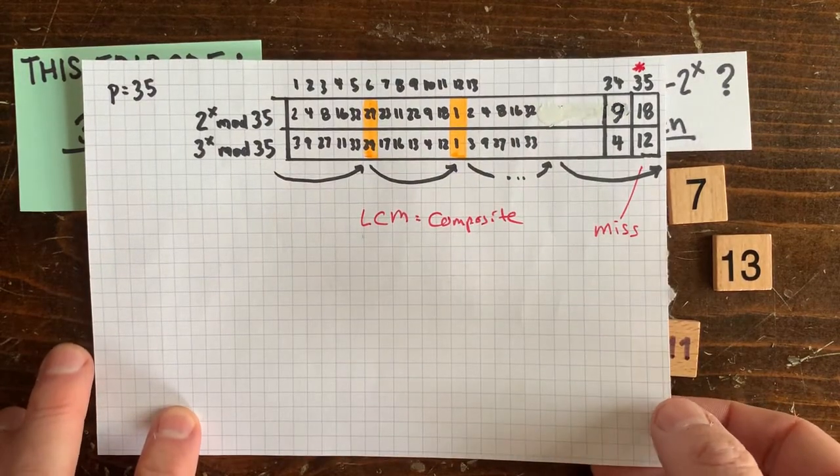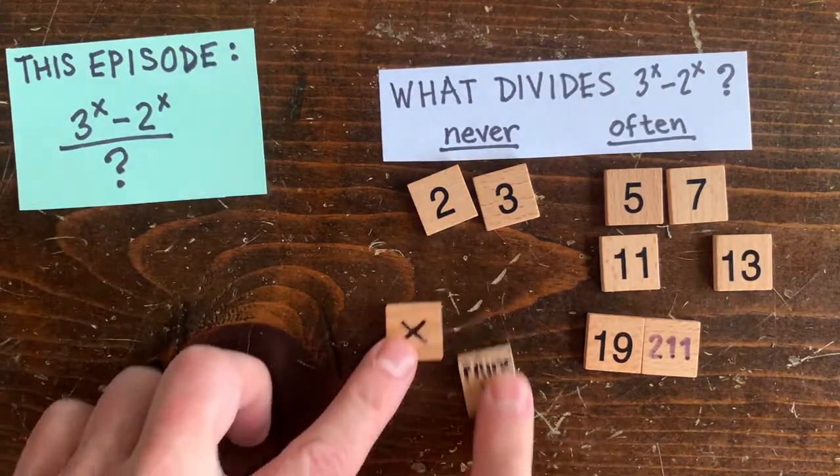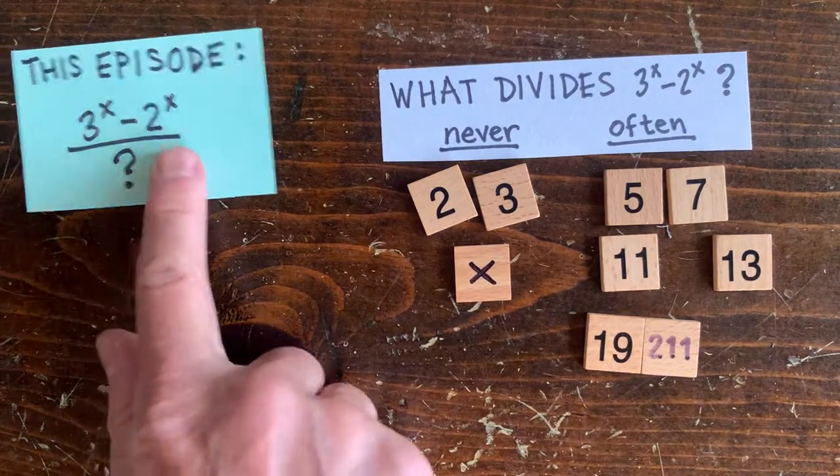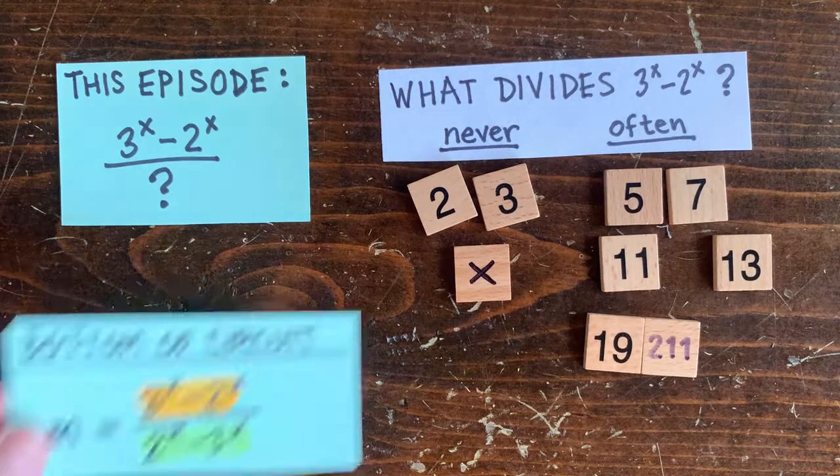There's some edge cases to consider, like if p and q have the same period, but let's not worry about it. Okay, pretty cool. So 3^x minus 2^x is never evenly divided by x. So how about the tougher problem? Well, stay tuned for the next episode.